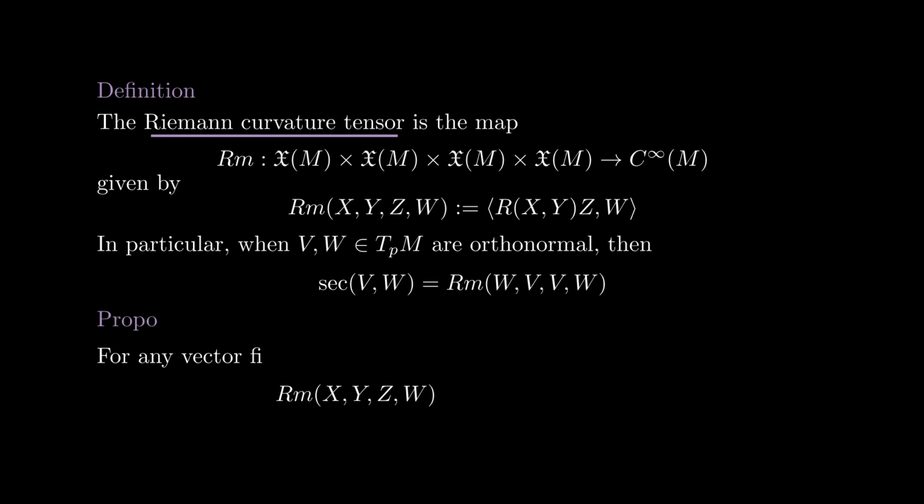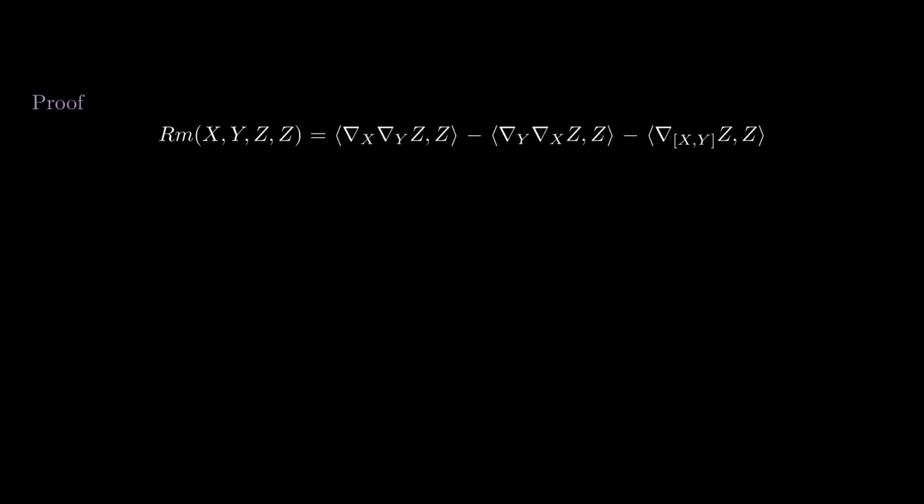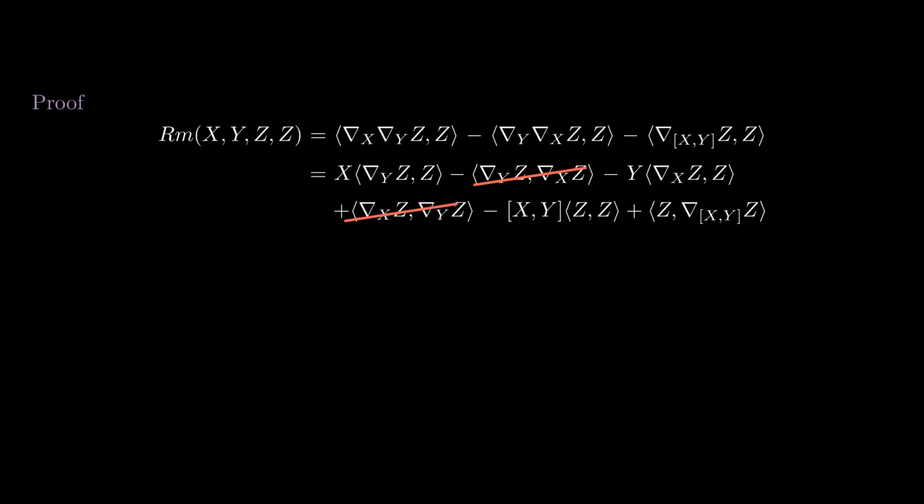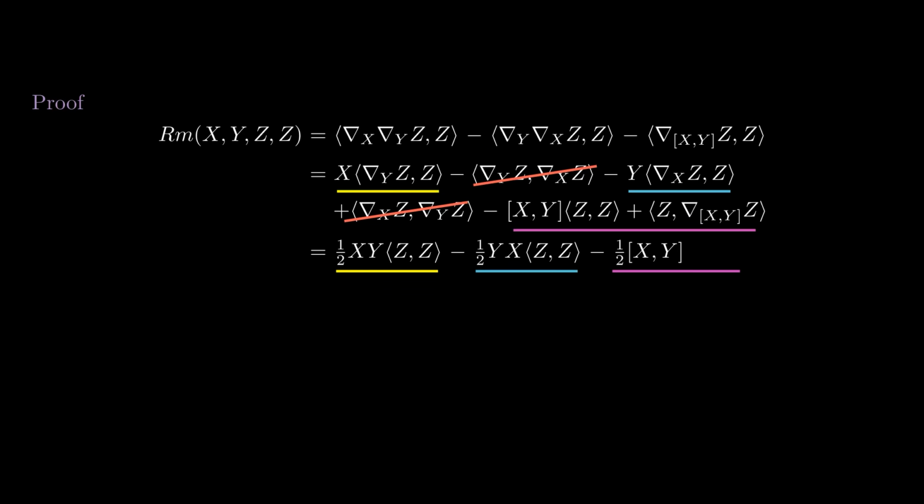We will show that Rm(x, y, z, w) is minus Rm(x, y, w, z). This is a long computation, but is a simple consequence of the fact that the connection is compatible with the metric. To prove it, we first prove that Rm(x, y, z, z) is 0. We use compatibility with the metric 3 times and some terms will cancel. Then we use compatibility with the metric again, and by the definition of Lie bracket, this is 0.